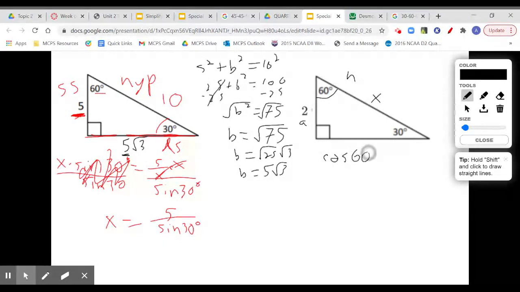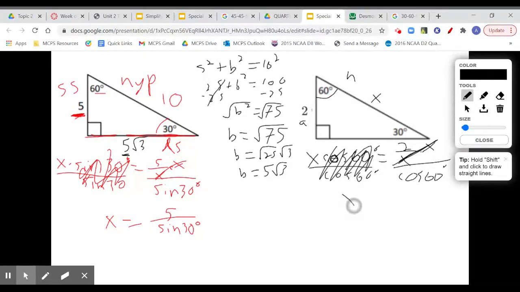So the cosine of 60 degrees is equal to the adjacent side of 2 over my hypotenuse, which I labeled x. To solve it, I'm going to go ahead and multiply by x. Since I have x times the cosine of 60, I'm going to go ahead and divide both sides by the cosine of 60. And what that leaves me with is x all by itself equal to 2 over the cosine of 60 degrees.